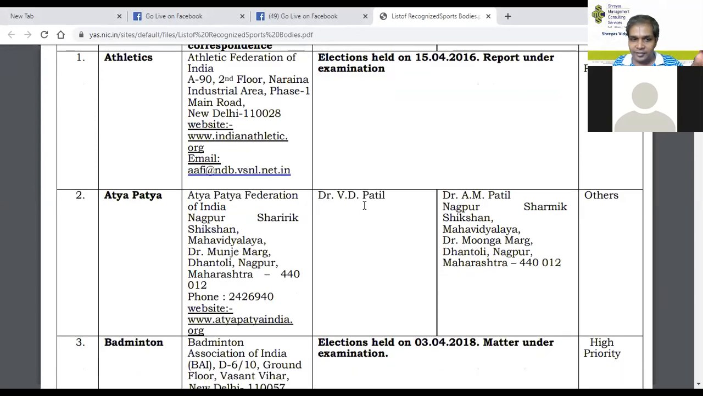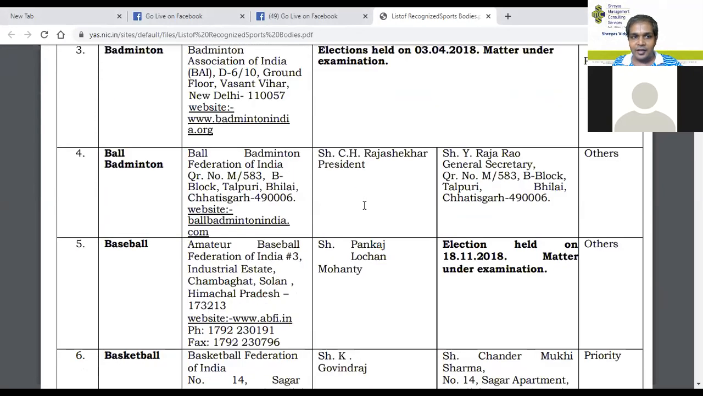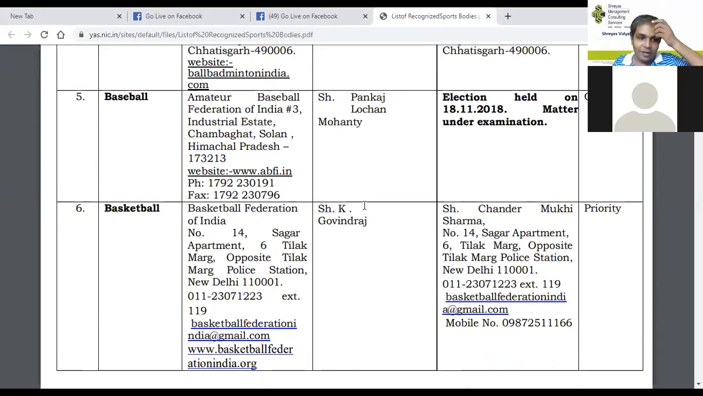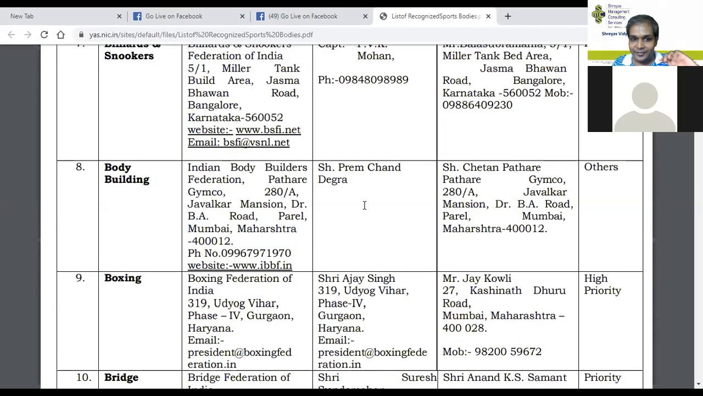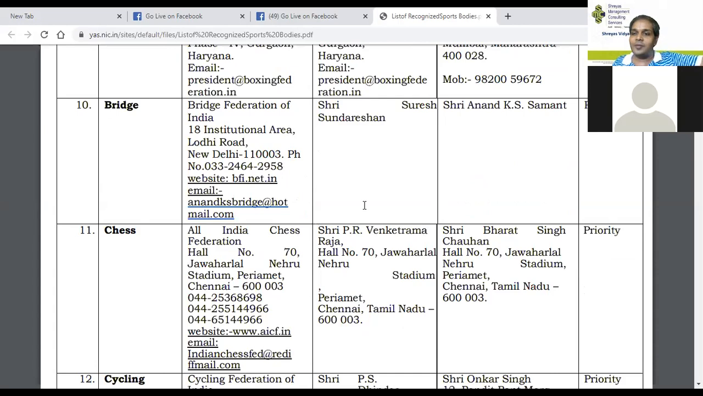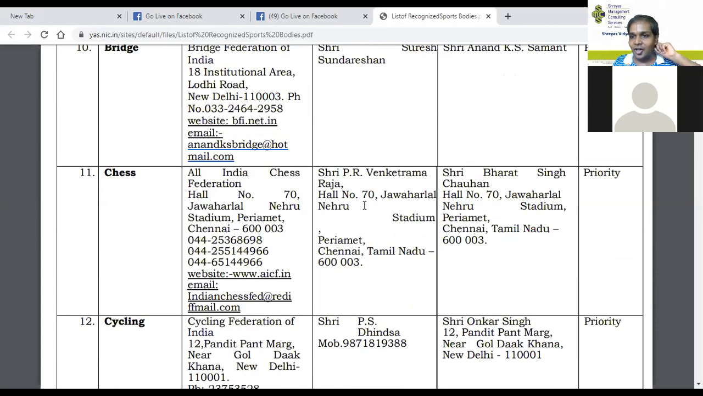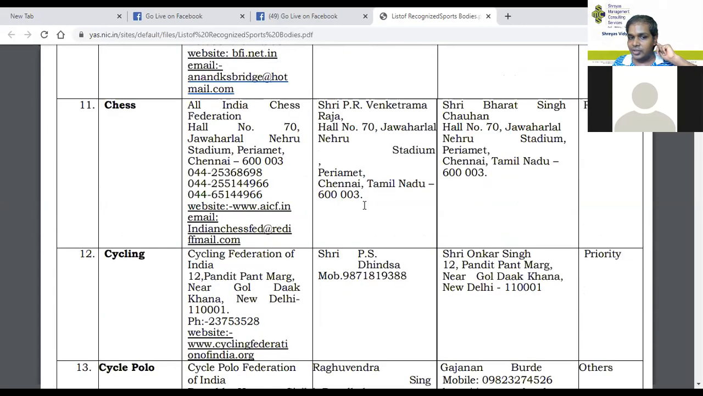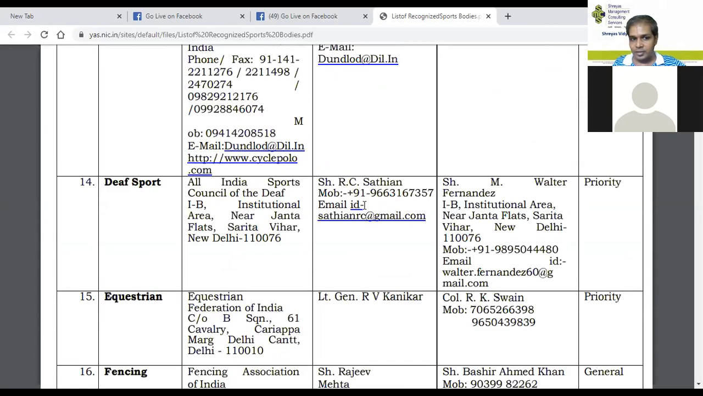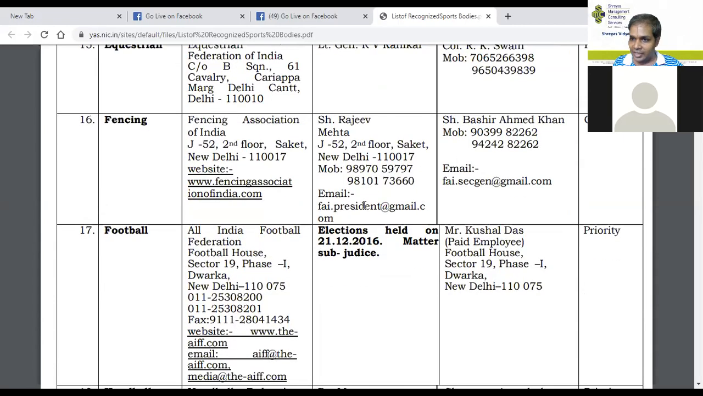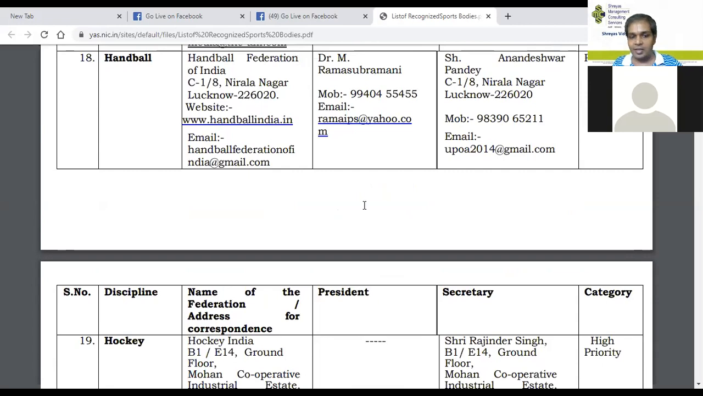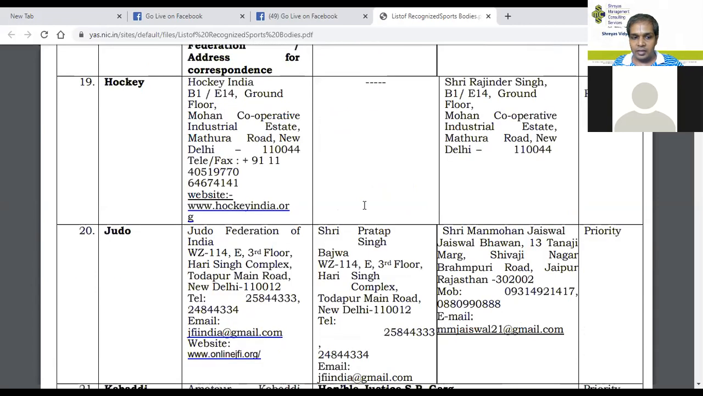You have badminton. You can see ball badminton, baseball, basketball, billiards, snooker, bodybuilding. All these have associations arranging things which presently in India are not popular. Except now, maybe to some extent, badminton is getting popular, and football, but largely these are not popular yet. Cycling, chess, cycle polo, deaf sport, equestrian, all these associations, if they arrange any event and mobilize a sponsorship, have been given exemption for the same.